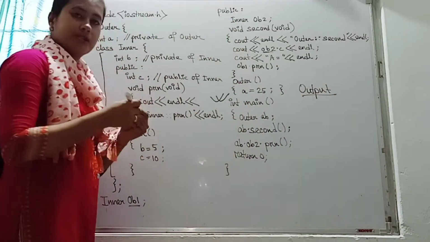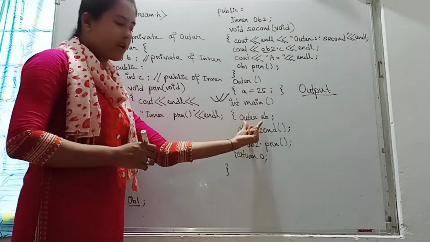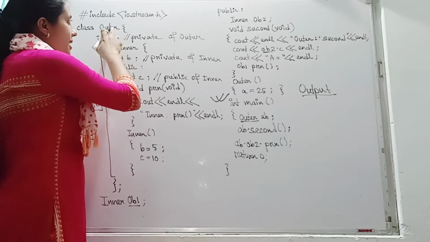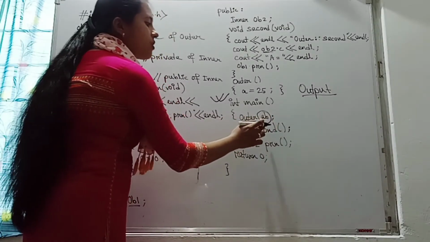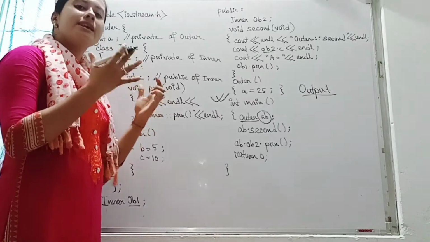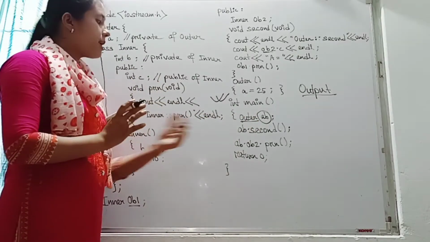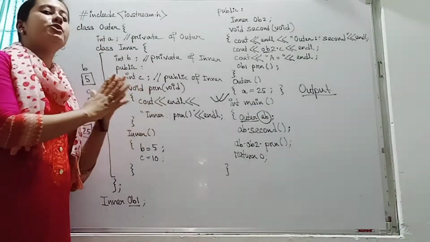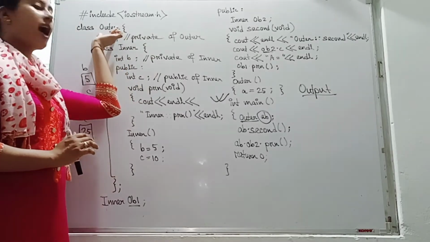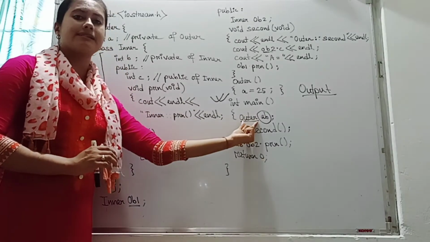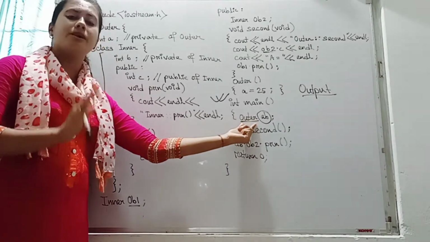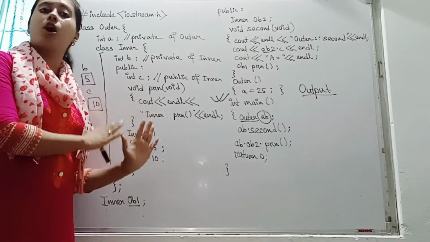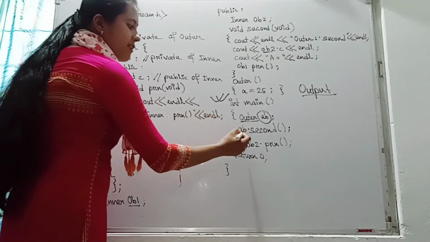So here in the output you see, first execution will start from here. Outer AB means this outer is the outer class, and it has created one object named AB. AB is the object of the class outer. Now which members will AB access? AB will be able to access only the public members of the outer class. It cannot directly access the private members. That we already know, because a particular object of a class is only able to access its public members, not the private members. Now what we have done, AB dot second.